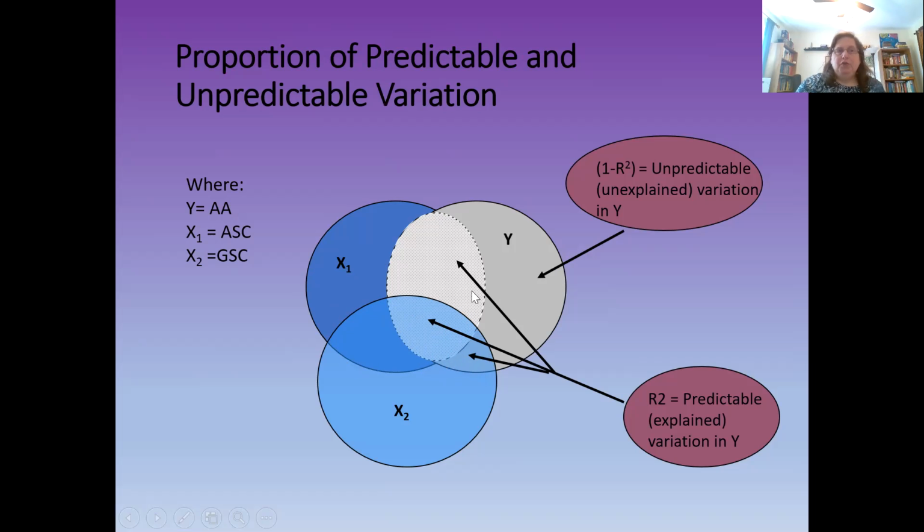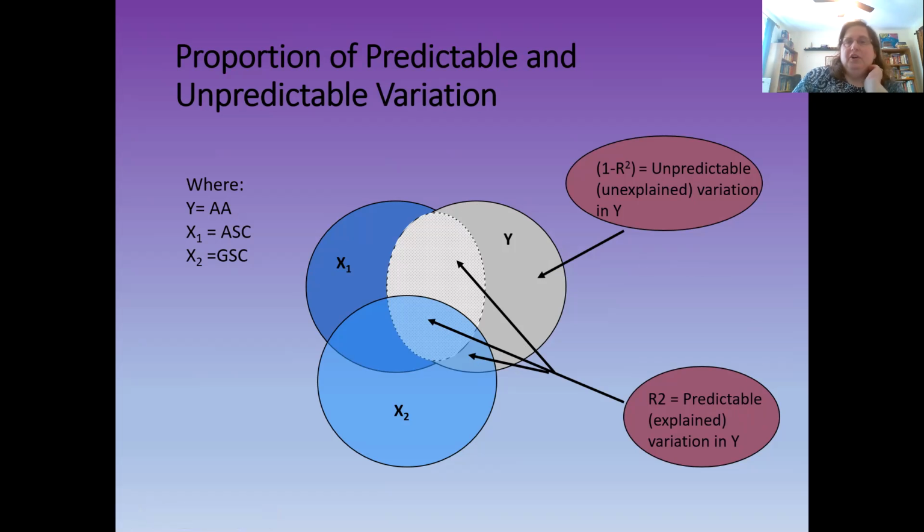So if we take the part that's for X1 and then take the part over here, these two that are for X2, that is all of the predictable explained variation in Y. This is the remainder, which I will try to show you. If I go on the outside here, let me stop here and capture that. Whatever isn't being captured by either X1 or X2, that remainder is 1 minus R squared, and that's the unpredictable variation in Y.